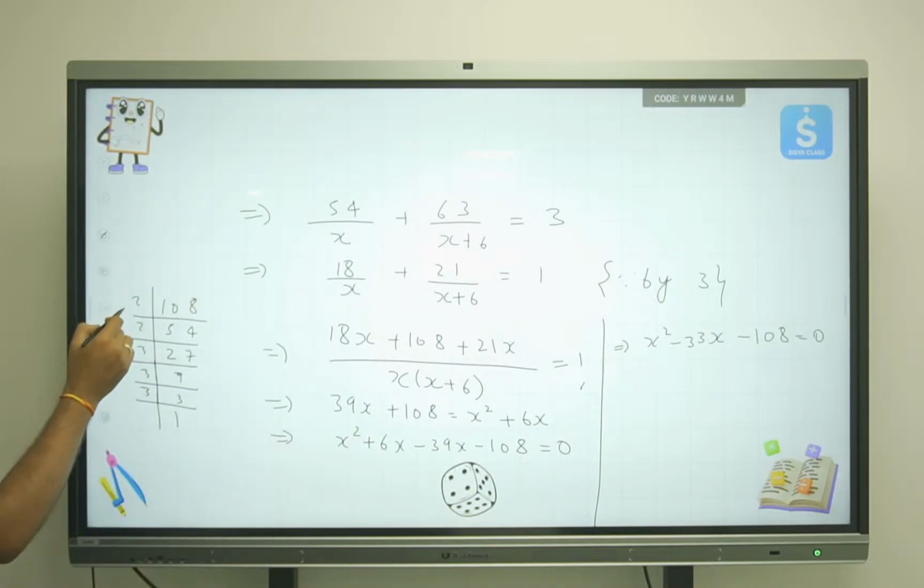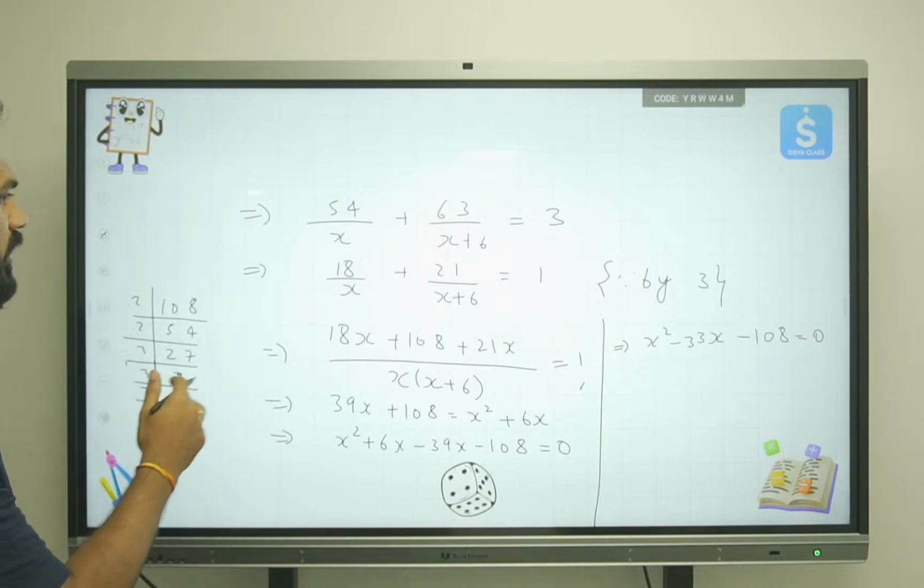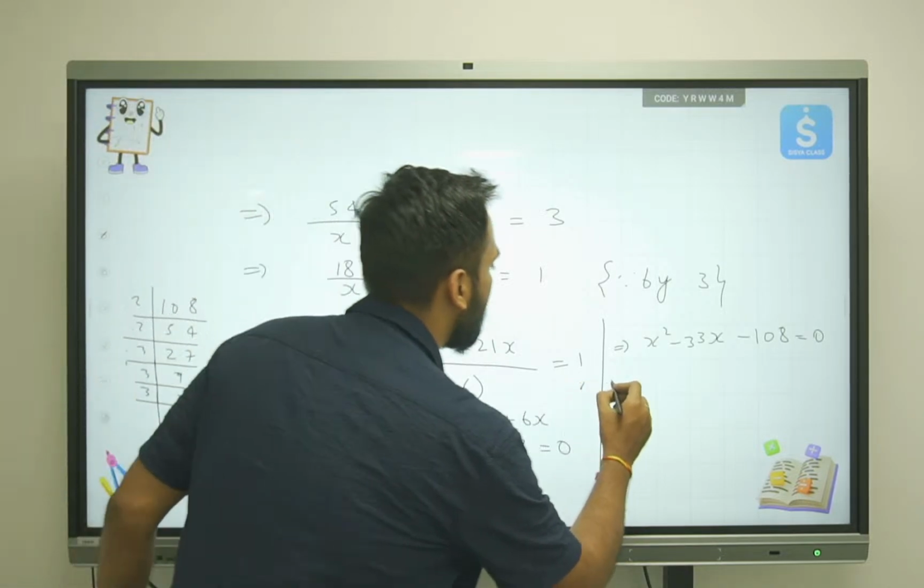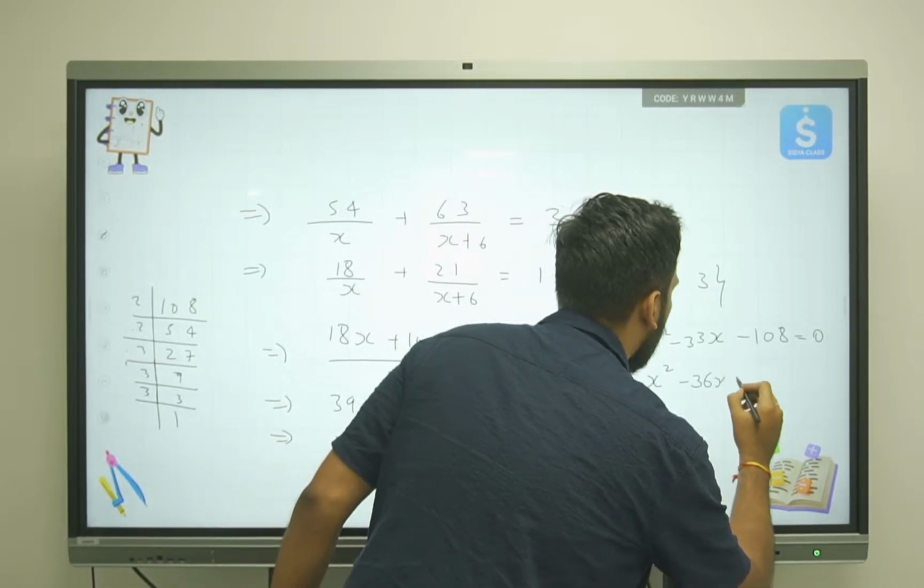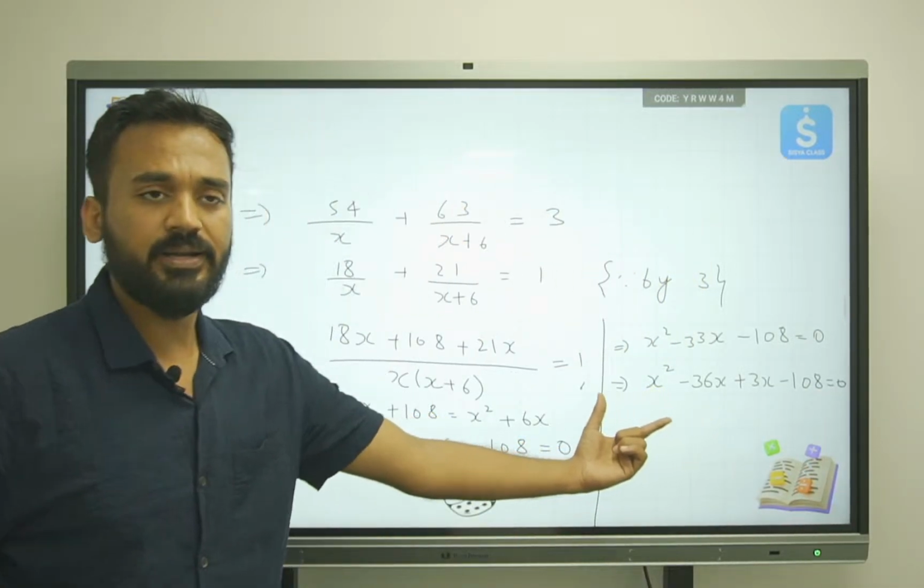Let's make some rearrangements. 2 twos are 4, 3 and 9 are 27, 12 and 9. Again no. 54 into 2 is again 108, but it is not coming out to be minus 33. Then if we make rearrangements, 6 and 18, again not minus 33. 2 twos are 4, 3 threes are 9, 36 and 3. If we take 36 and 3, these are the two numbers which I can use to split the middle term minus 33.